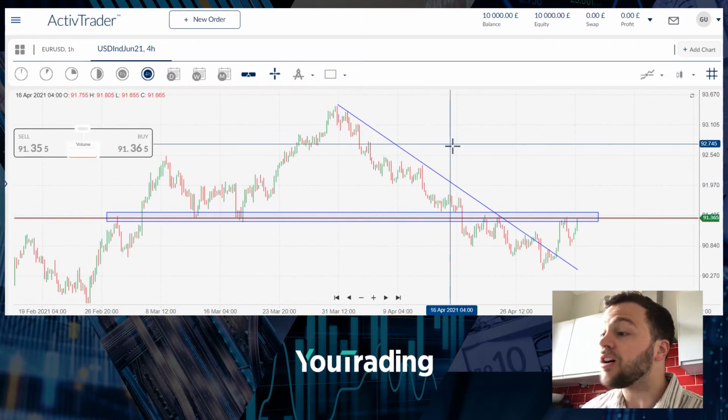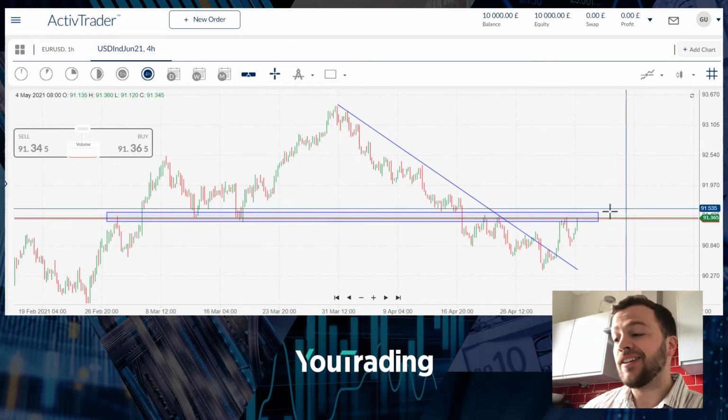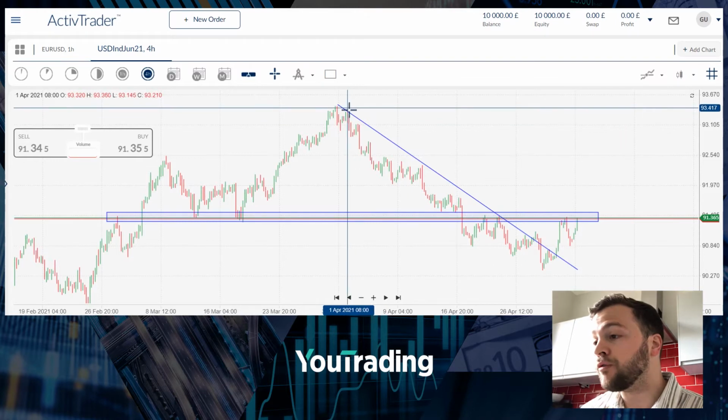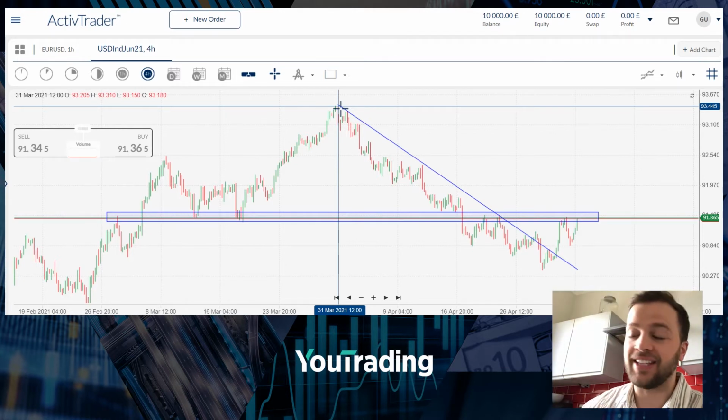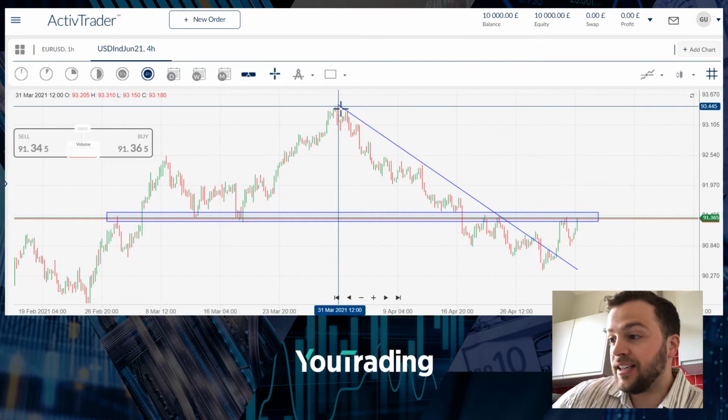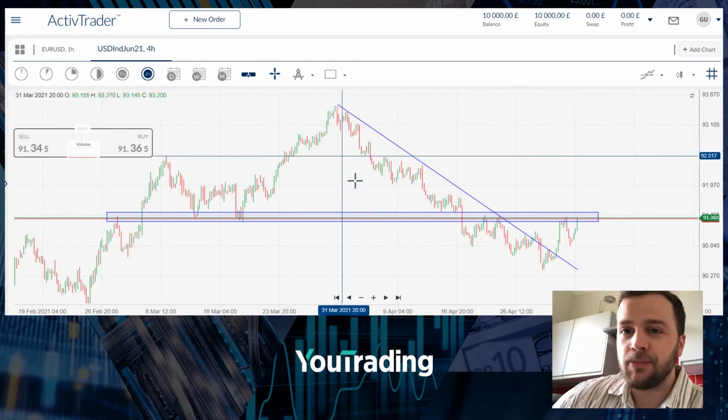However, if the dollar does get above this area, then technically speaking, the door is open to a move, potentially even back towards this recent high from the end of March / the beginning of April, above 93. Obviously, we'll talk fundamentals in a second. That would take a lot of things to go the dollar's way, fundamentally speaking, as well.